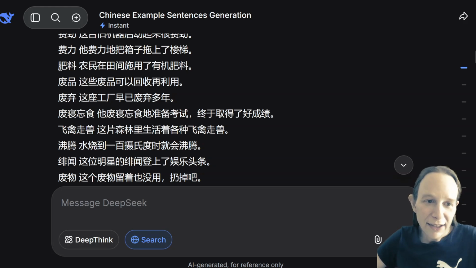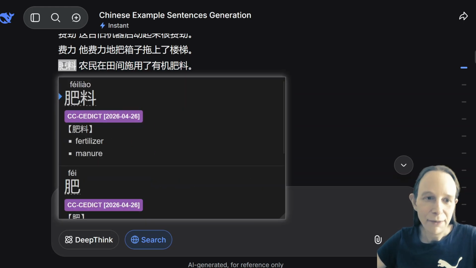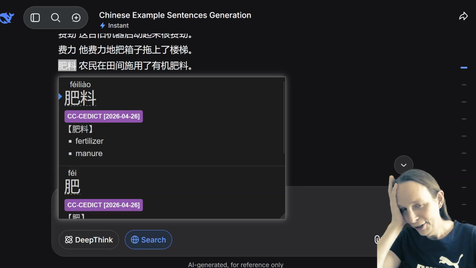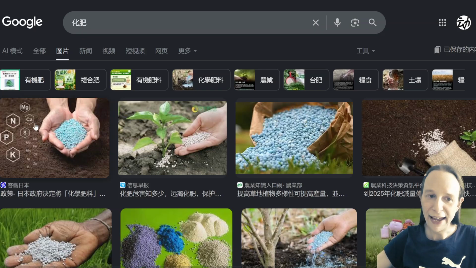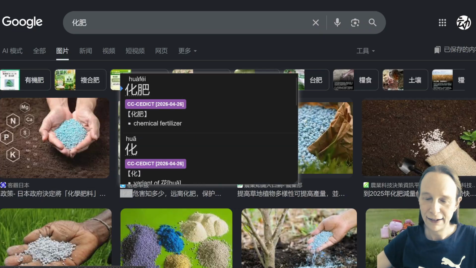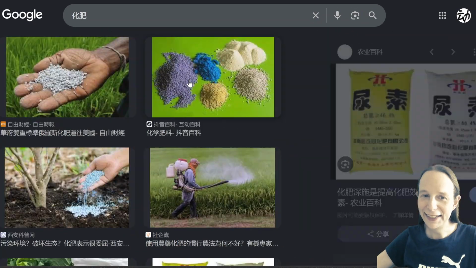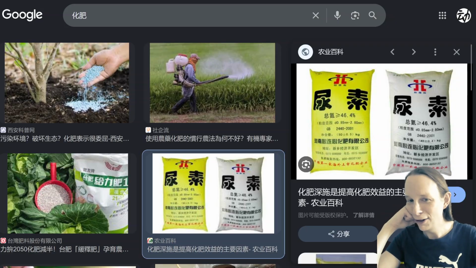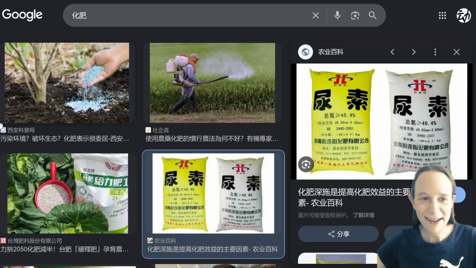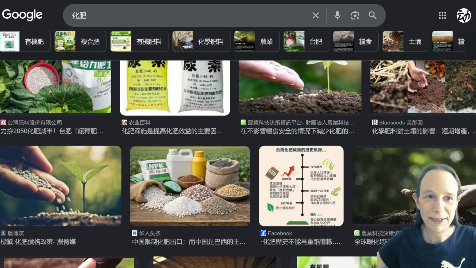All right. So 肥料 is fertilizer, whereas 化肥. Oh, it is still fertilizer, so it's not killing insects. How do you grow your crops? With urea. All right. Oh, I didn't mean to click that.